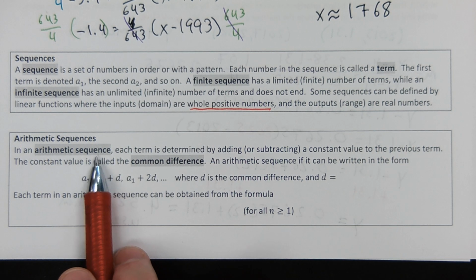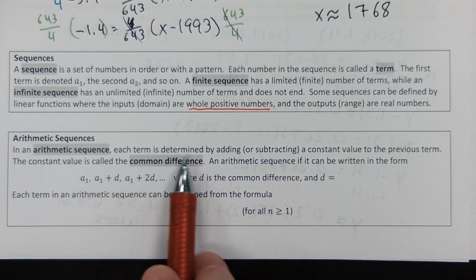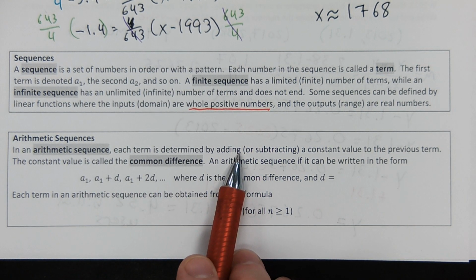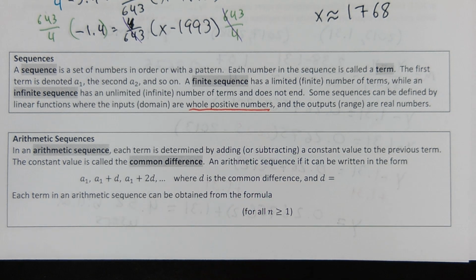Arithmetic sequences are defined by addition or subtraction. So if you get from one term to the next, every single time by adding or subtracting the exact same value, you have an arithmetic sequence. Let me tell you an arithmetic sequence that you already know and love. 1, 2, 3, 4, 5, 6, 7, 8, 9. You see, you're adding 1 every time. 2, 4, 6, 8, 10, 12, 14, 16. You're adding 2 each time. These are arithmetic sequences.